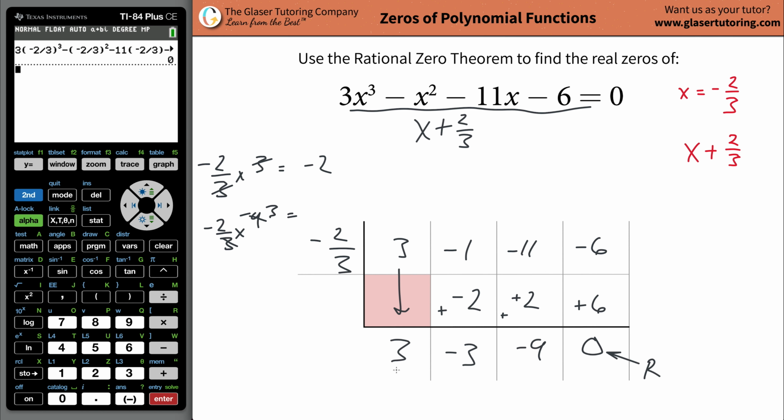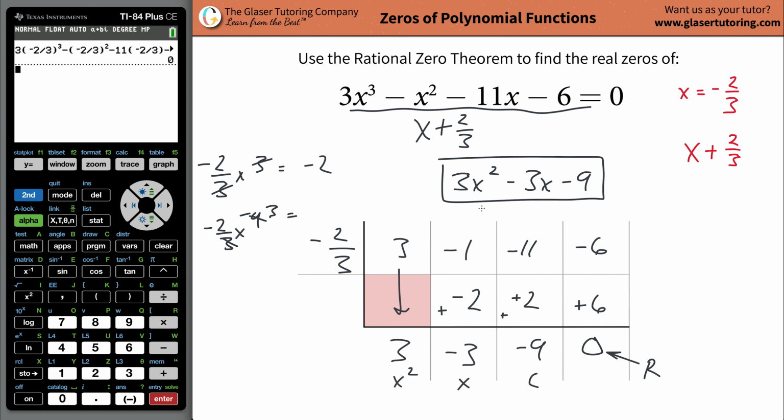Now, don't forget what these values at the bottom of your synthetic division table represent. This represents your constant term, this represents the coefficient of the x term, and that represents the coefficient of the x squared term. It does not follow the same pattern as the top row. So what this now means is that the resulting quotient, or the polynomial that results from this division that we did, is going to be 3x squared minus 3x minus 9. Now we have techniques to find the zeros of this. Okay, we have techniques. So why don't we do that?